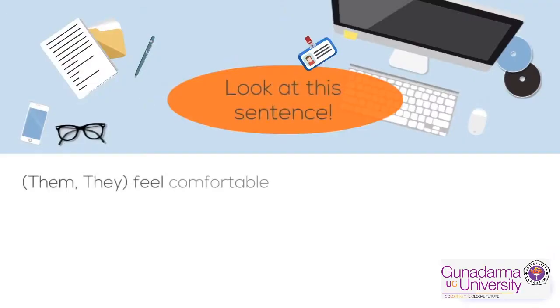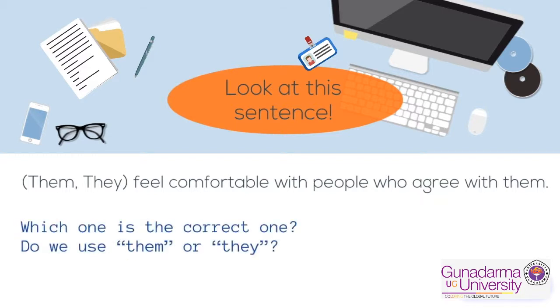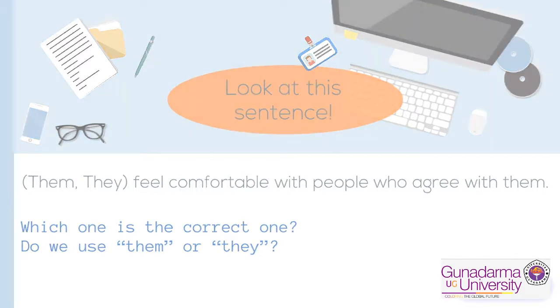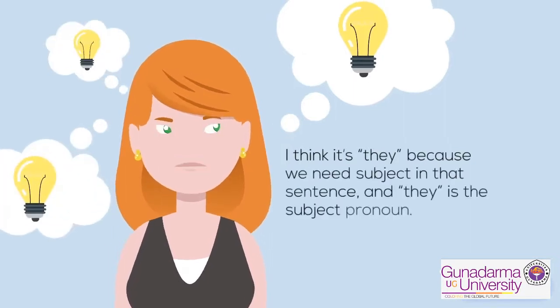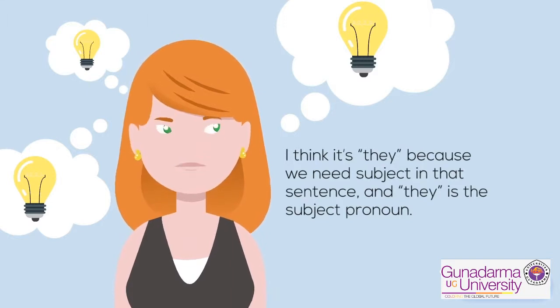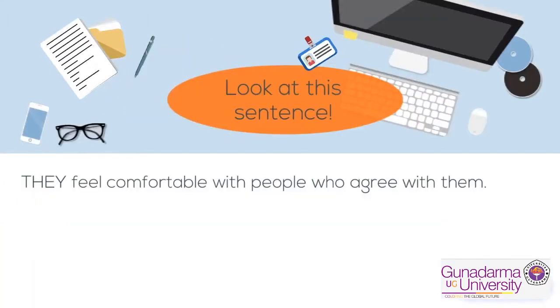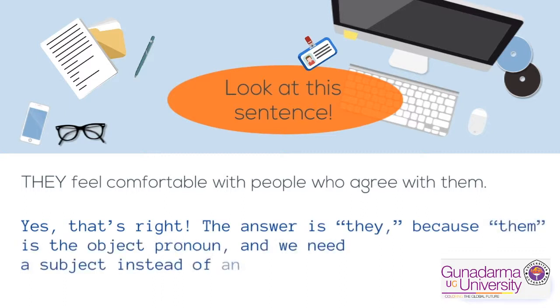Look at this sentence. Them or they feel comfortable with people who agree with them. Which one is the correct one? Do we use them or they? Yes, that's right. The answer is they, because them is the object pronoun and we need a subject instead of an object.